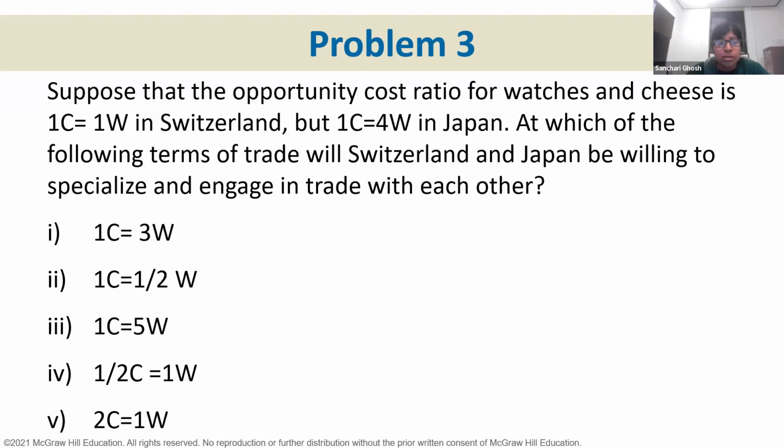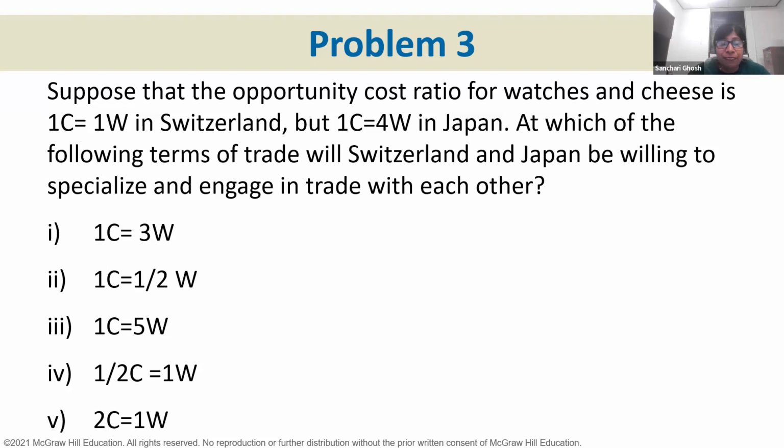Now, Japan and Switzerland can settle in number one. Why? Japan was giving up 4 watches. Japan can only give up 3 watches now and gain the same one unit of cheese from Switzerland, because Switzerland is now specializing in cheese. Japan can have this ratio: give 3 watches, get 1 cheese from Switzerland, so it gains 1. Switzerland had no watches, gains 3.